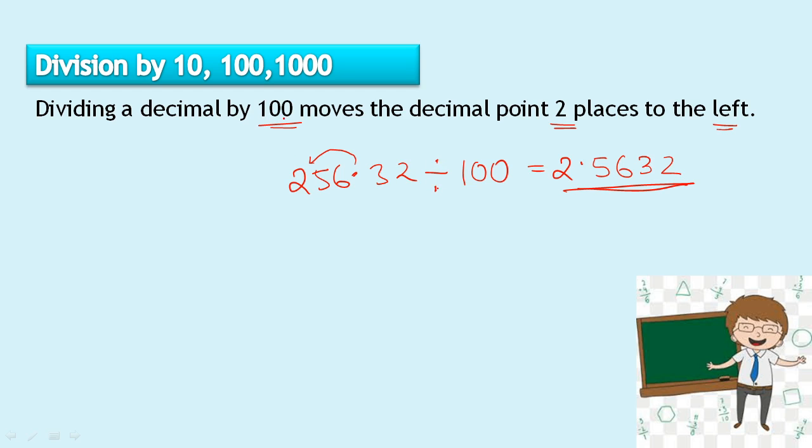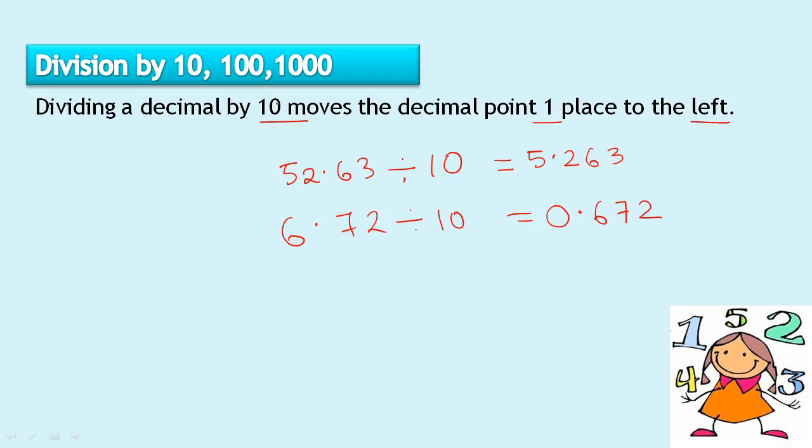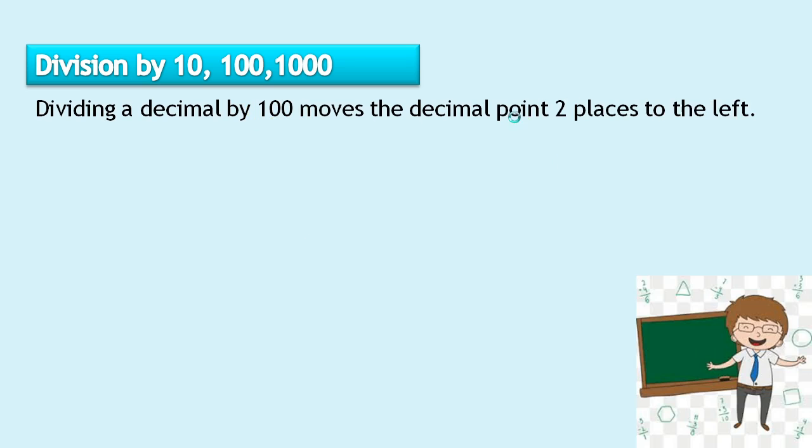You need to see whether you are dividing it by 10 or 100 or by 1000 or by 10,000 and so on. Your duty is to check how many places you will move the decimal point to the left. Since we have 100, and in 100 there are how many zeros? 2 zeros. So that's why we move two places to the left. In the previous case, how many zeros in 10? Only 1 zero. That's why we move the decimal point one place to the left.